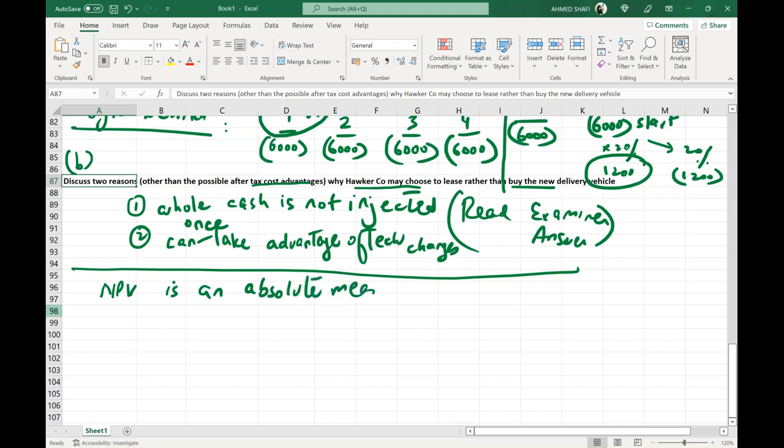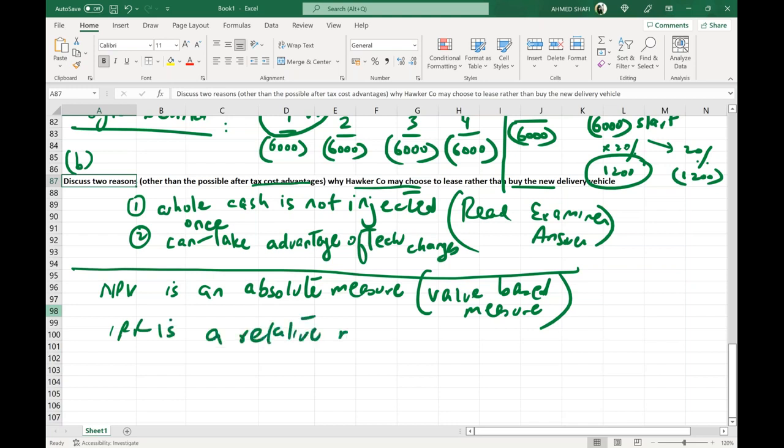In the text, it's mentioned NPV is an absolute measure. Absolute measure means value-based measure. Whereas IRR is a relative measure. Relative measure means percentage-based measure. NPV gives answers in dollars, whereas IRR gives answers in percentage. Remember, the real dollar value is always easier for a person to understand.